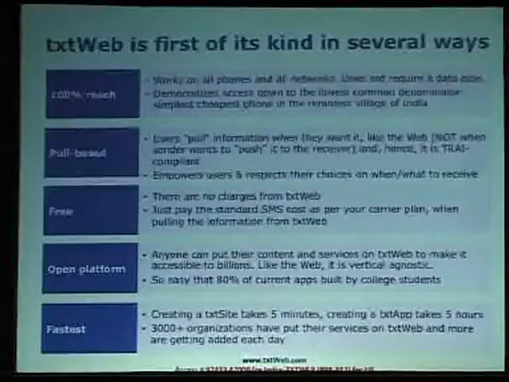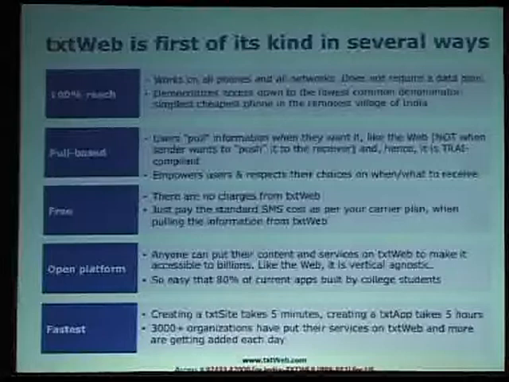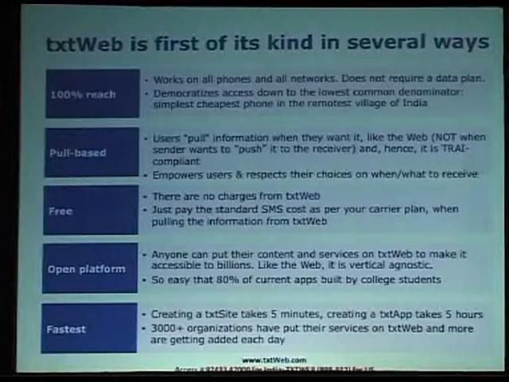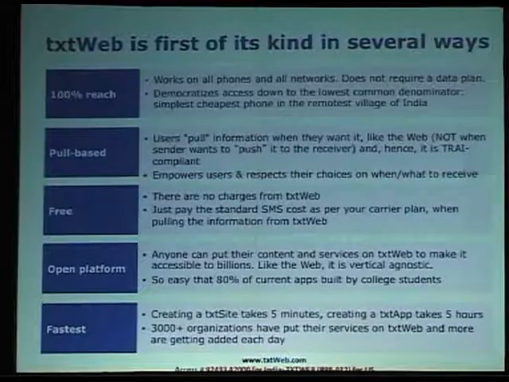Next. Just to quickly summarize, how is this platform different? There are 5 points of distinction. Number one, it has 100% reach. It works on every phone. Number two, it's pull-based, so it doesn't push information. You have to pull information, so it respects your privacy. It doesn't spam you. Therefore, we are TRAI compliant. We maintain opt-in, and we never spam you.